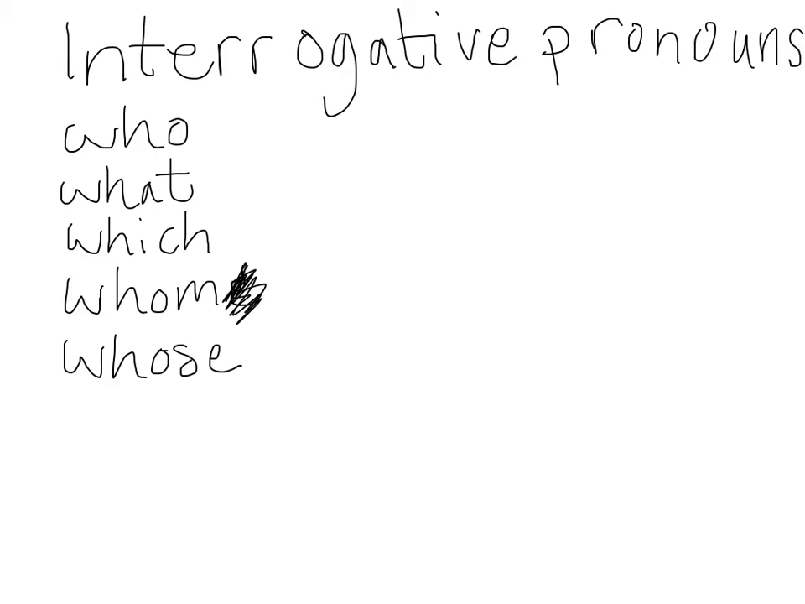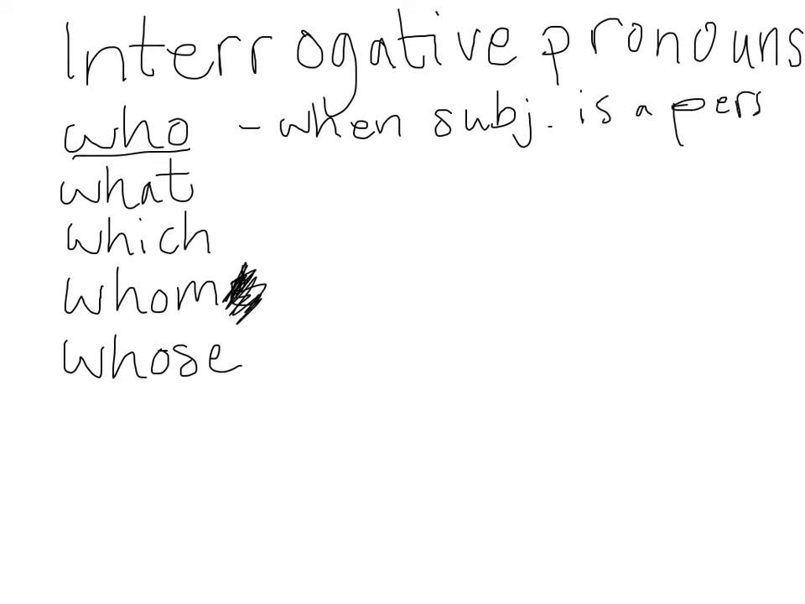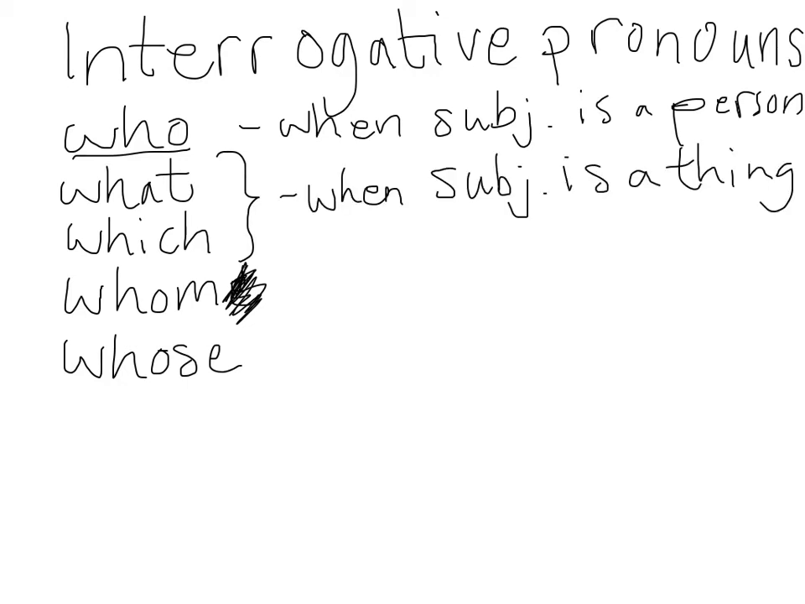So, who replaces the subject when the subject is a person. What and which both replace the subject when the subject is a thing. And whom or who replaces something when the object is a person.